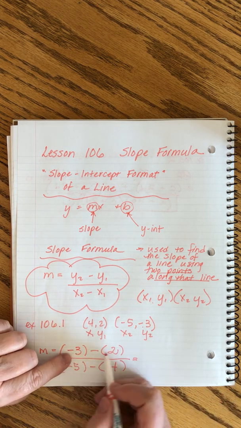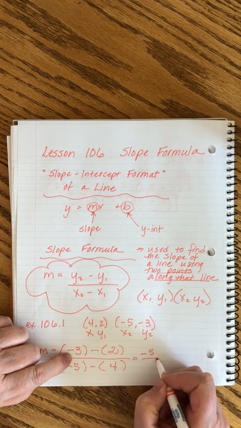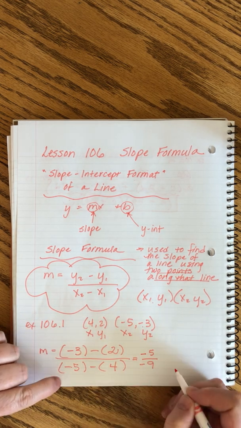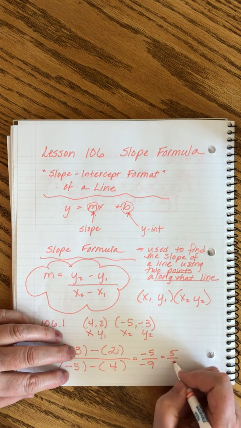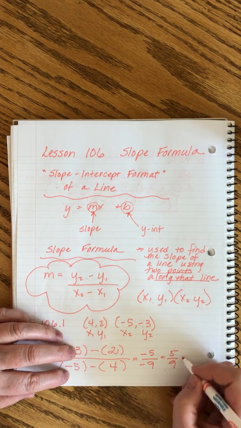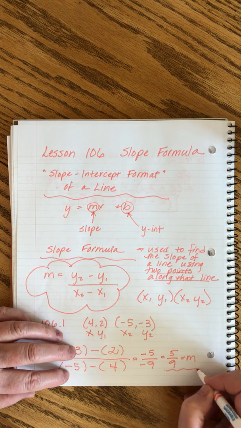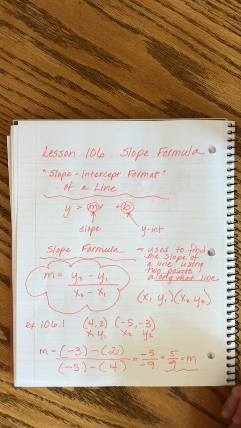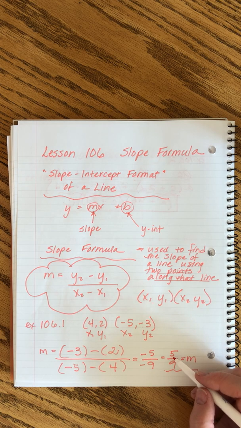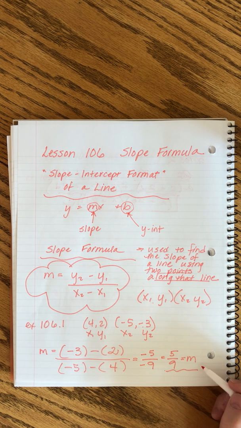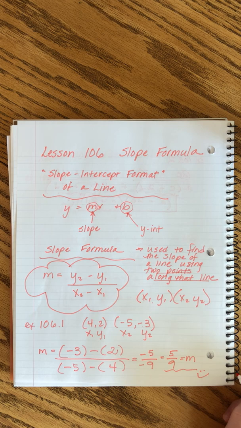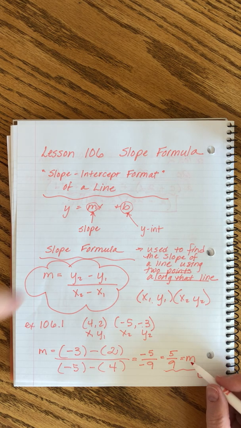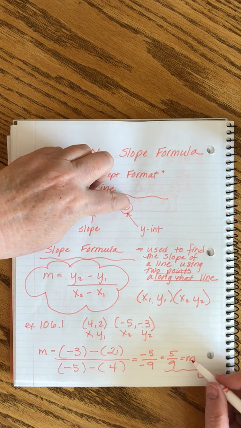Now we simplify. -3 minus 2 is -5 over -9. And we simplify. 2 negatives cancel. This is the slope of our line. And if you went back to that picture in the book and counted, yeah, it would be rise over run, right? So it would be up 5 and over 9. Okay, that's cool. That's the right answer. But John told us we have to find the equation of the line. So now we've got the slope, but we don't have the y-intercept.